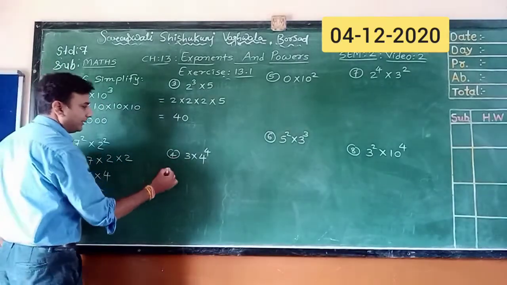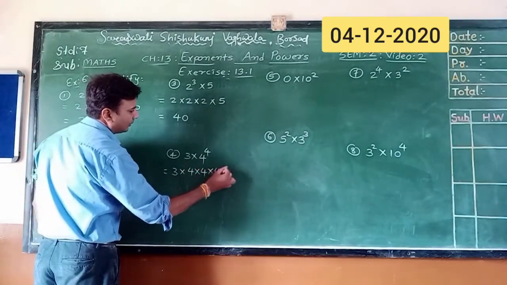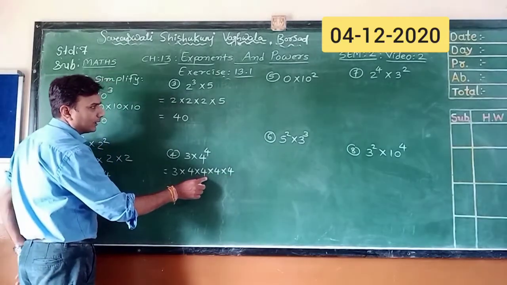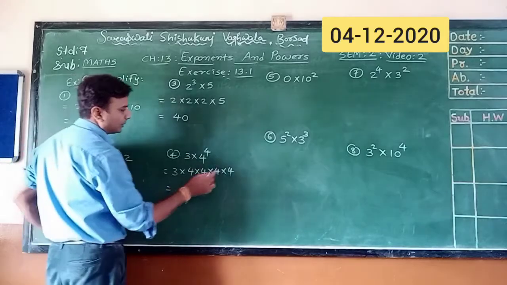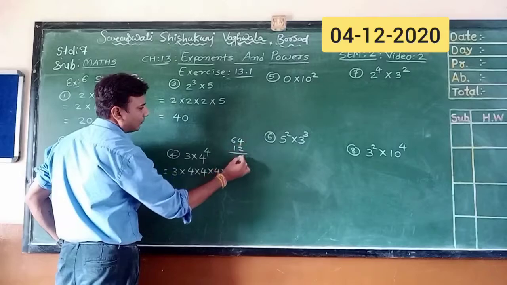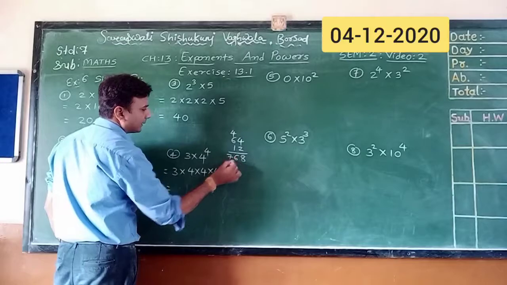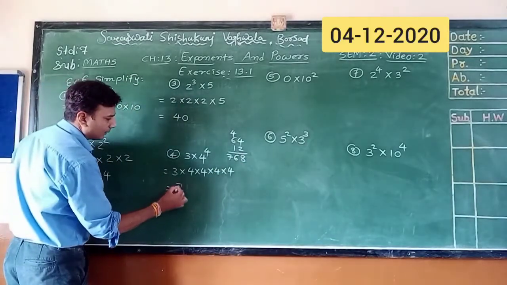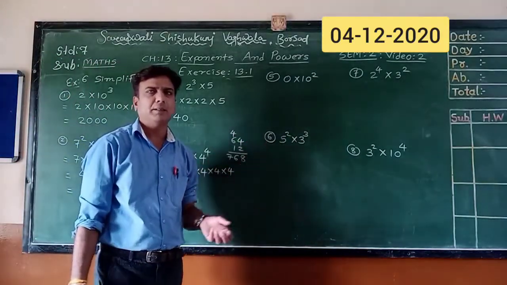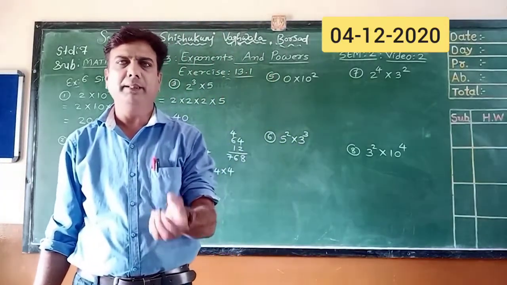Clear? Now 3 multiply 4 four times, 1 2 3 4. Multiply: 4 4s are 16. 16 4s are 64. 64 multiply 3, 4 3s are 12. 12 4s are 48. 12 6s are 72 plus 4, 76. So the answer is 768.